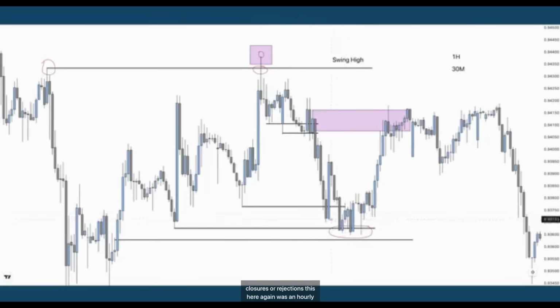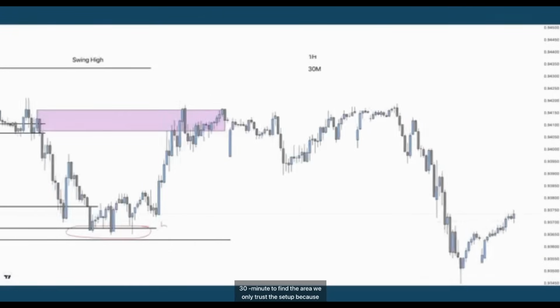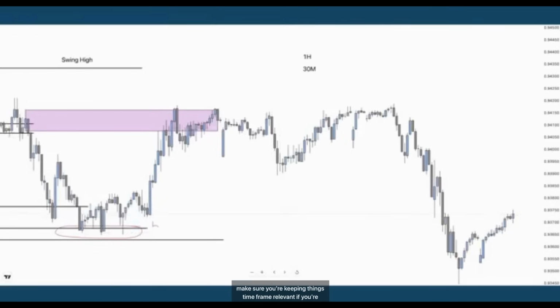This here again was an hourly premise setup. It was a potential buy if we close above, sell if we close below on the hourly time frame. So although the 30-minute did actually close below as well, we used the 30-minute to find the refined area. We only trust the setup because the hourly, the actual setup premise time frame, closed beneath that level where we wanted it to close. All right. So make sure you're keeping things time frame relevant.